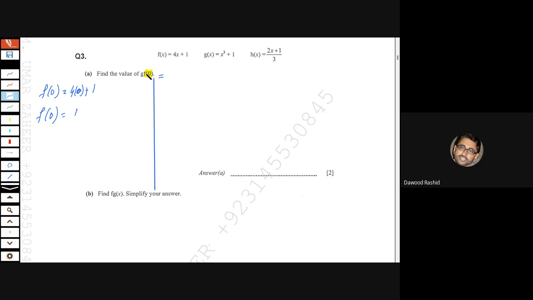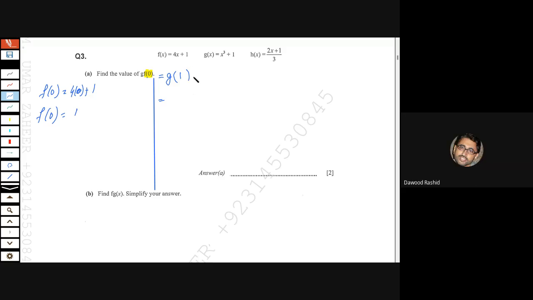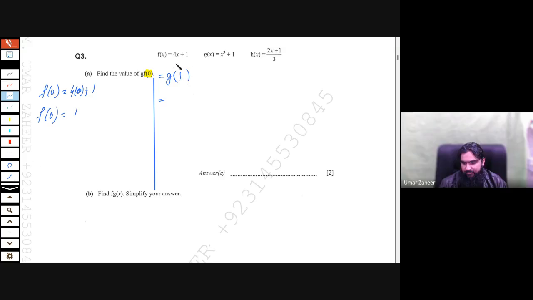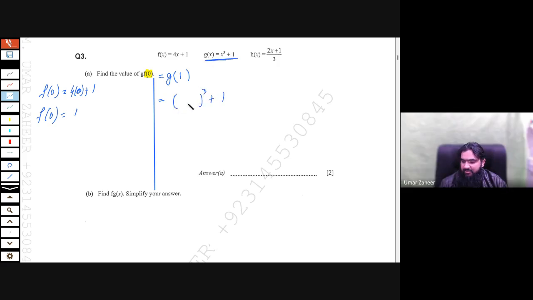Now what we have to do? So we'll substitute the value 1. Yeah, g as it is. At the place of f of 0, I have to substitute 1. Okay, now what I have to do now? Which function is applying here? The g function. And what is g? The g is x cube plus 1. What I have to write in the empty bracket? 1. So 1 cube is 1, 1 plus 1, that is 2. So the final answer is 2.